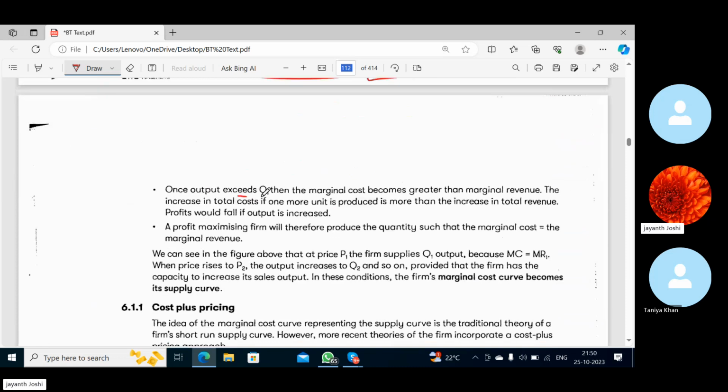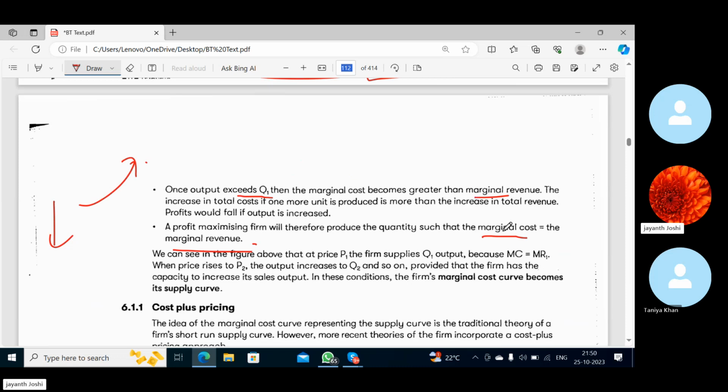Once output exceeds Q1, then marginal cost becomes greater than marginal revenue. And then there is no profit, there's loss. So that's the reason why they said that profit maximization can only happen when marginal cost is equal to marginal revenue. So profit will reduce if you further increase your output.